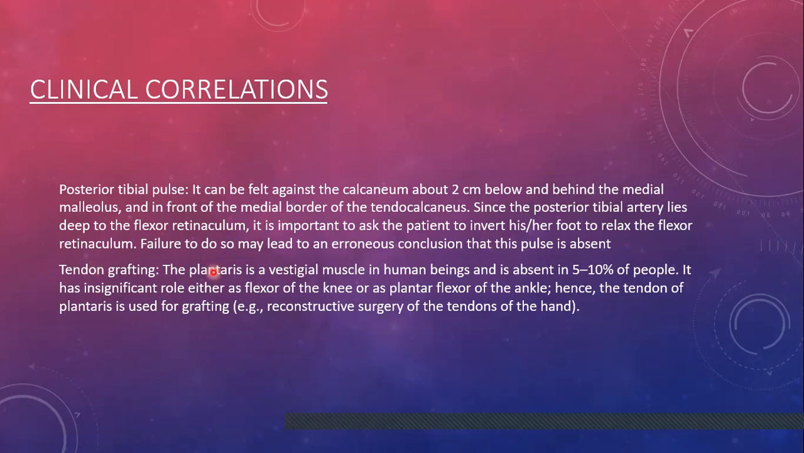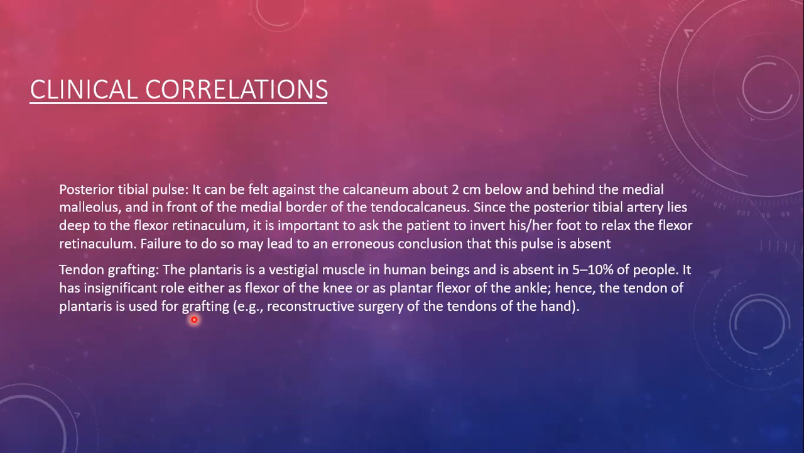Then you have tendon grafting. Now, plantaris is a vestigial muscle in human beings, and it is absent in 5 to 10% of the people. It has an insignificant role either as a flexor of the knee or plantar flexor of the ankle. Hence, the tendon of plantaris is used in grafting. So you might find some people who need reconstructive surgery of the tendons of the hand, and the surgeons will extract that tendon of plantaris, and they will graft it into the hand.